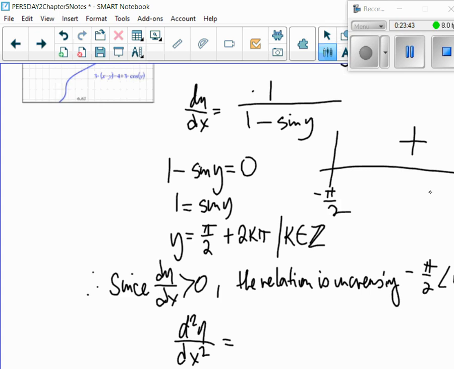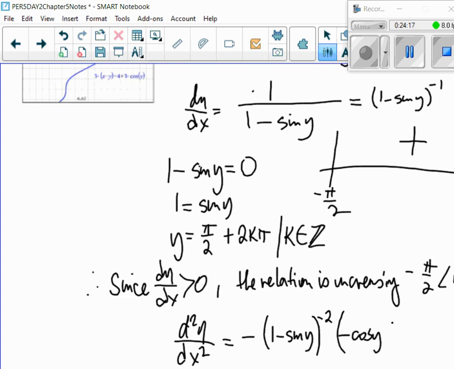So how do you want to deal with this one? I know a lot of people want to do a quotient rule, but it's not really a function on top. So what's easier? Write this as 1 minus sine y to the power negative 1. So then this becomes negative 1 times 1 minus sine y to the power negative 2 times the derivative of 1 minus sine y. The derivative of 1 is 0, the derivative of minus sine is minus cos, right? Minus cos y dy/dx. And then what do we have to do then?